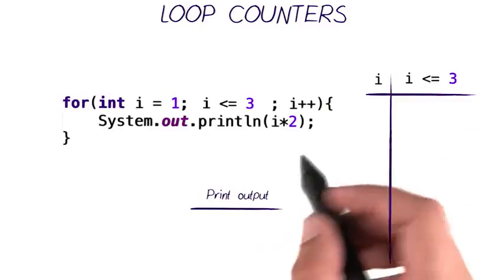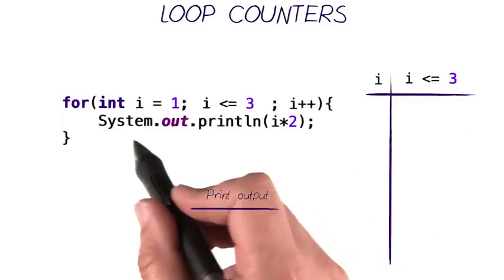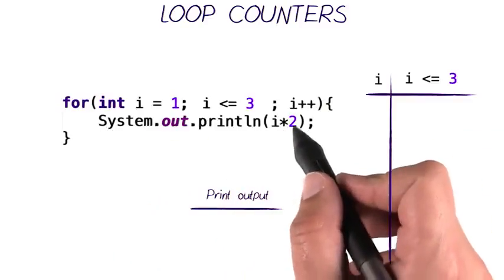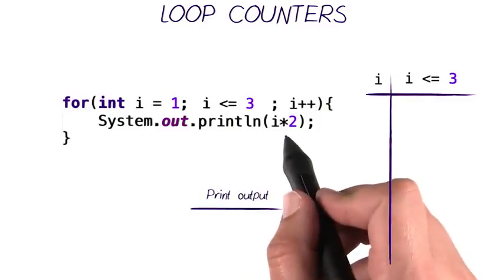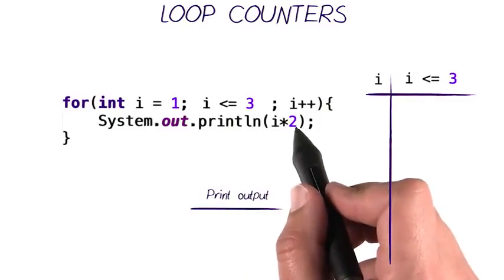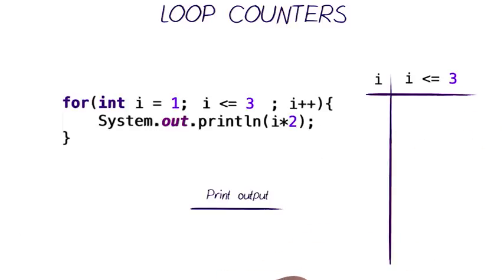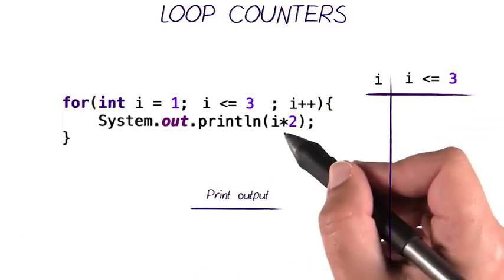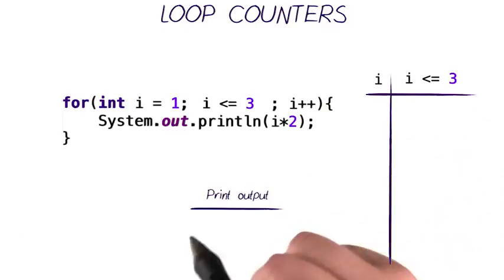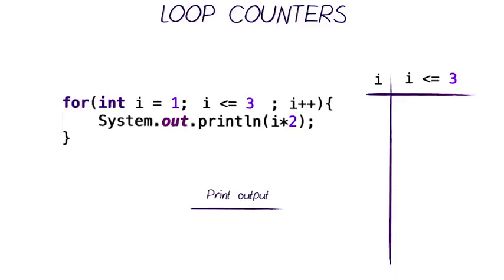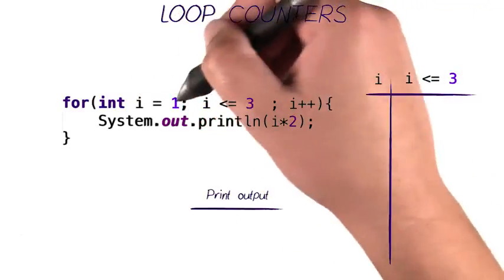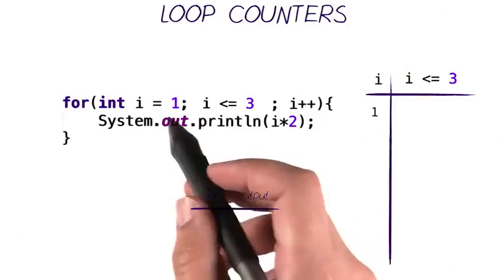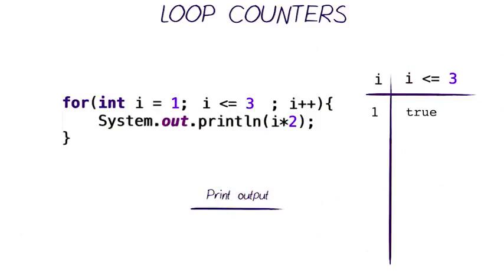In this example, the only thing we're doing inside the loop is we're saying print line i times 2. Notice that we're not updating i, we're just multiplying it by 2 as we're printing it out. So instead of printing out i, we're printing out twice i. Let's trace this program and see what's happening. The first thing is we initialize i to be 1, and then we compare if it's less than or equal to 3, which is true.